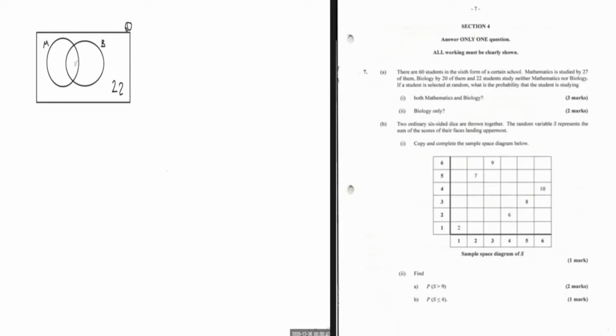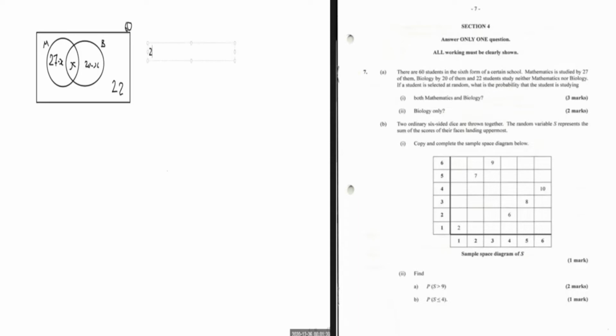Let's say X amount of students do both, all right? Let's just put it as X. Now, for those that do maths only will be 27 minus X, all right? And then biology only will be 20 minus X. So this is what we have. So let's find out what is X to know what's the intersection.